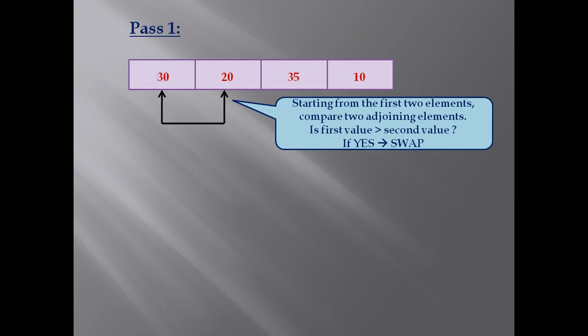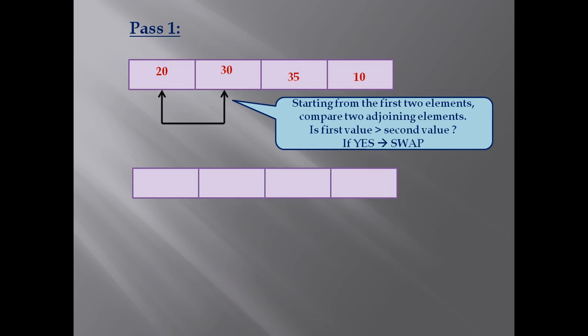Let's check which one is greater. Here 30 is greater than 20. The first element is greater than the second one, so here we need swapping. Bubble sort will interchange them like this. So now we have a new list: 20, 30, 35 and 10. Can you see these two values are changed?